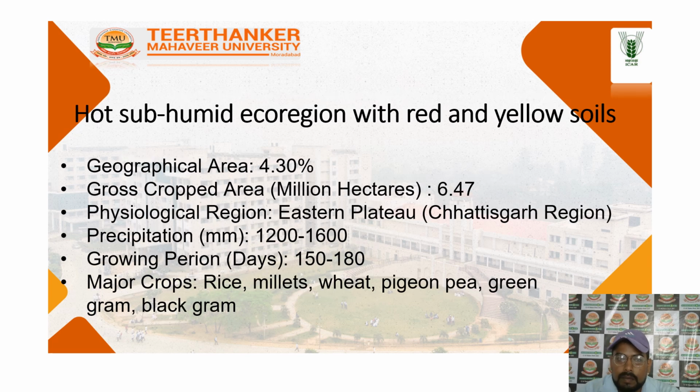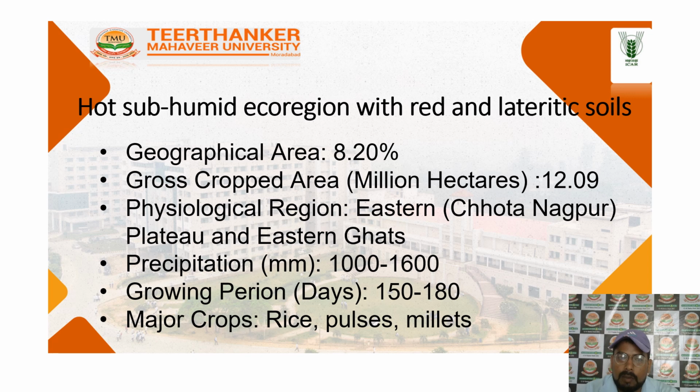Next is the hot subhumid ecological region with red and yellow soil. The geographical area is 4.3% and the gross crop area is 6.47. The geological region is the Eastern Plateau hills, and annual precipitation is 1200 to 1600. The growing period is 150 to 180 days, and the major crops growing are rice, millets, wheat, pea, green gram and black gram. Next is the hot subhumid ecological region with the red and lateritic soil. The geographical area is 8.20%, and the gross crop area is 12.09%, and the share of the total geographical area is 8.2%.